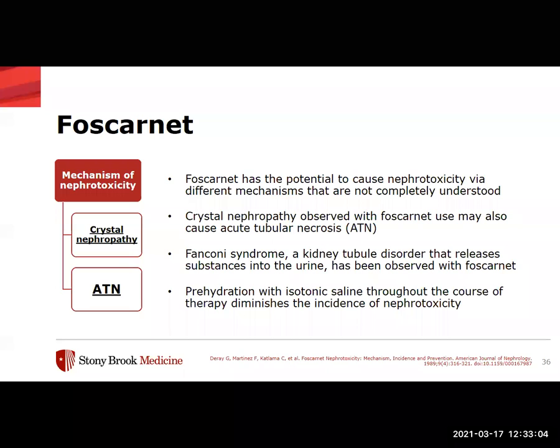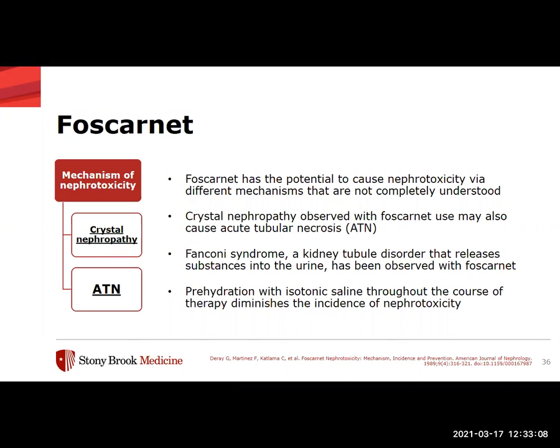But basically, little is known about the incidence and mechanisms of Foscarnet-induced nephrotoxicity, as most data comes from renal allograft recipients, patients with severe underlying disease, or patients taking concomitant nephrotoxic drugs. So from the data that does exist, we know that Foscarnet does cause crystal nephropathy, which can accumulate in the proximal tubular cells, and this is why Foscarnet is also associated with acute tubular necrosis.